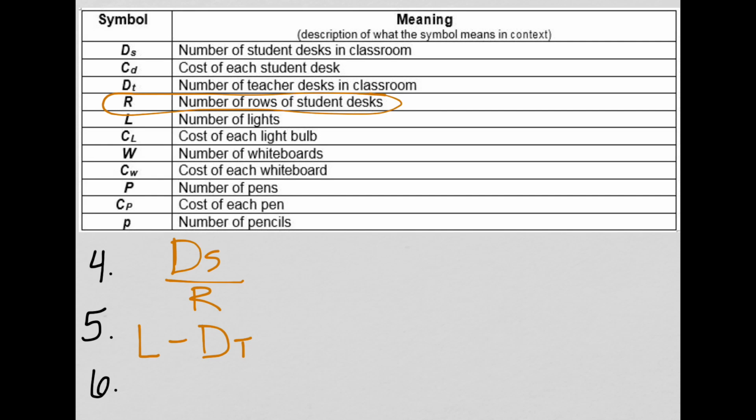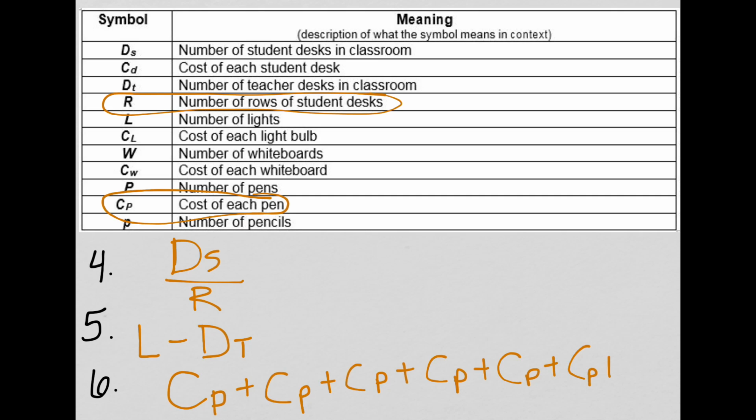Write an expression to represent the cost of 7 pens. Well, how much is 1 pen? That's right here, CP. So 1 pen is the cost of a pen. That's why it's CP. But I need 7. So I could say like this. The cost of 1 pen plus the cost of another pen plus the cost of another pen. Let's see, 1, 2, 3, 4, 5, 6, 7. That works. Does that represent the cost of 7 pens?